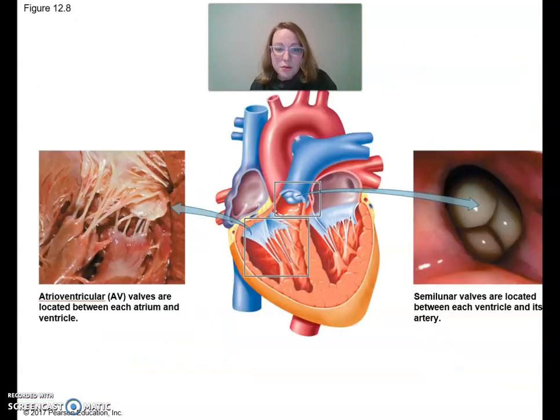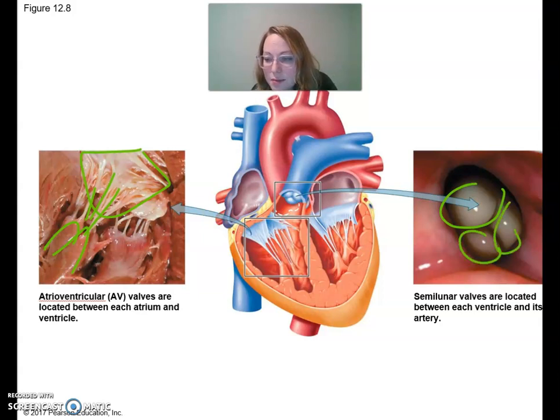Okay. So here we've got an AV. We've got those heartstrings attached down to these lovely papillary muscles. And then there's a really pretty semilunar valve with those 3 little cups. So when the ventricles are under high pressure, that forces blood through there. And then when they relax, the blood hits the cups and it can't go back into the ventricle.